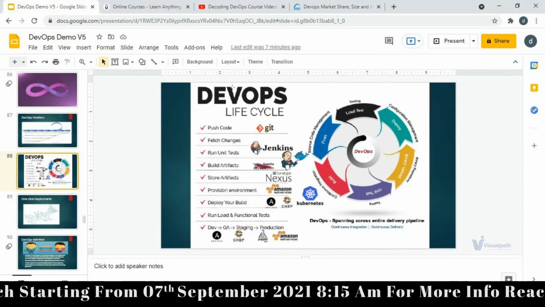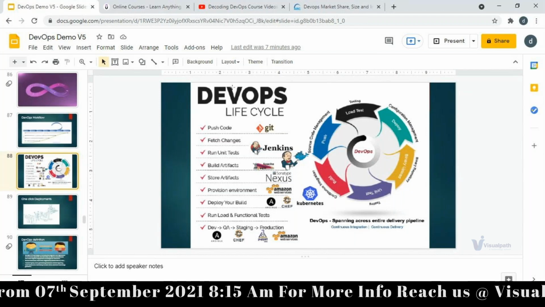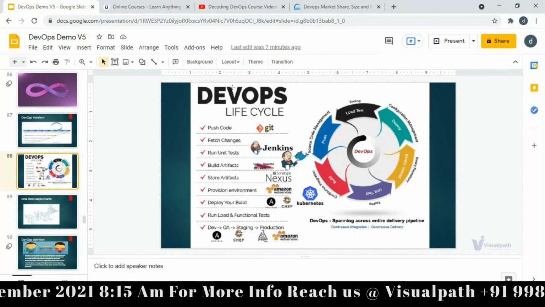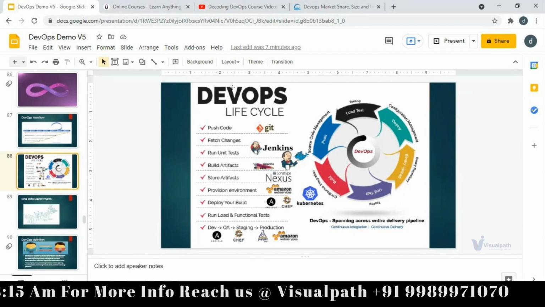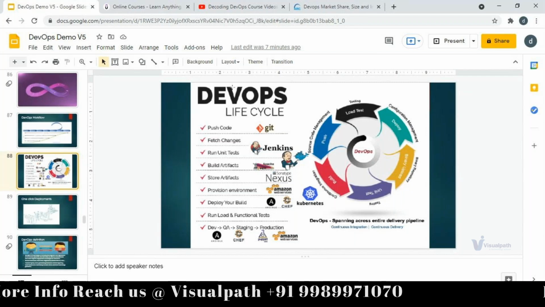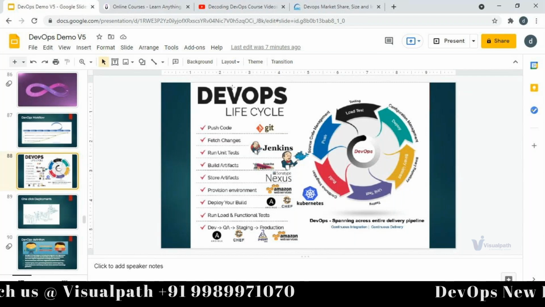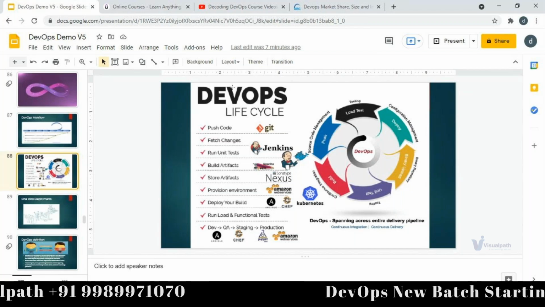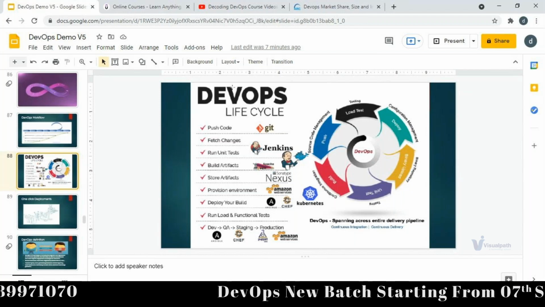So if you are achieving this whole DevOps lifecycle by using complete Azure services, that will be Azure DevOps. If you're achieving all this by using AWS services, that will be AWS DevOps. But then you are vendor locked in.